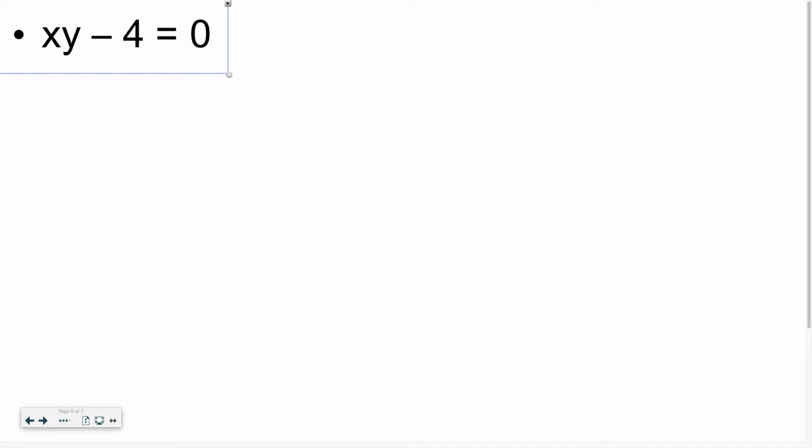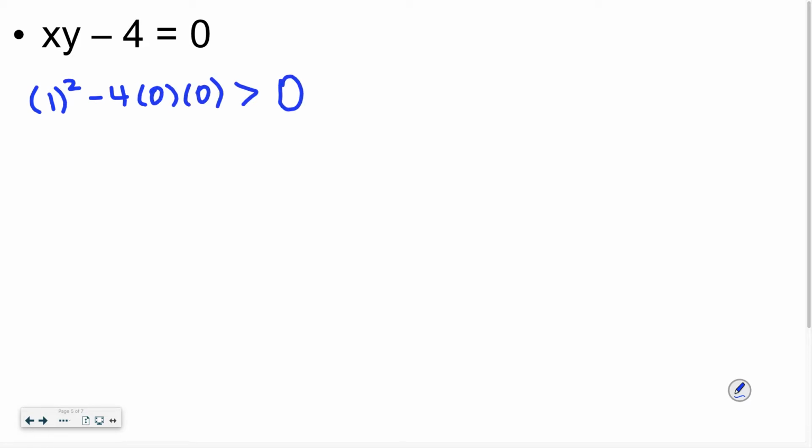So it would be a hyperbola. Okay, Emily. All right, we all heard Emily say it's a hyperbola. Emily, how did you get that it's a hyperbola? I did 1 squared minus 4 times 0 times 0. Okay, and that is bigger than 0, so we have a hyperbola. Okay, a is the coefficient of x squared, c is the coefficient of y squared, and so since we don't have those, they're zeros. Okay, b is the coefficient of xy, so b squared minus 4ac.